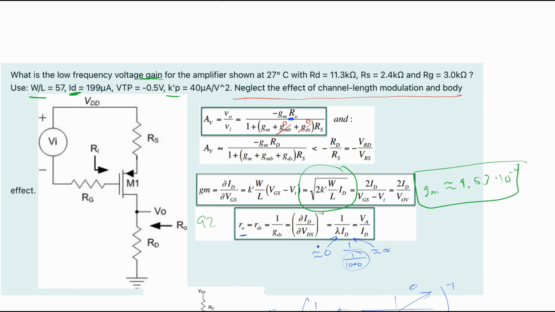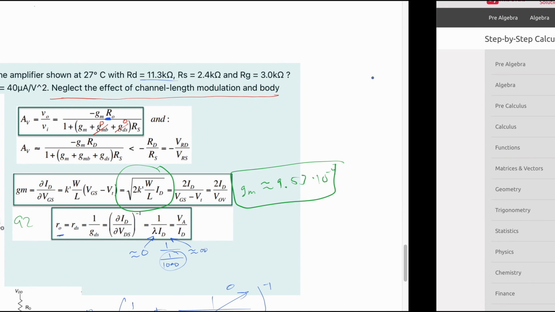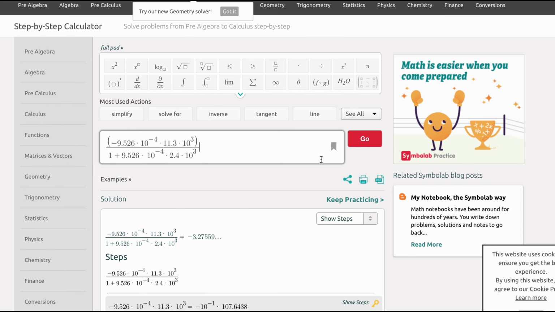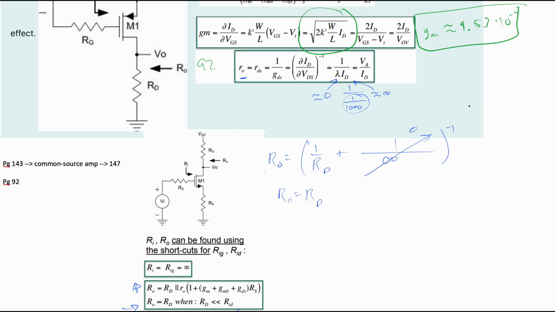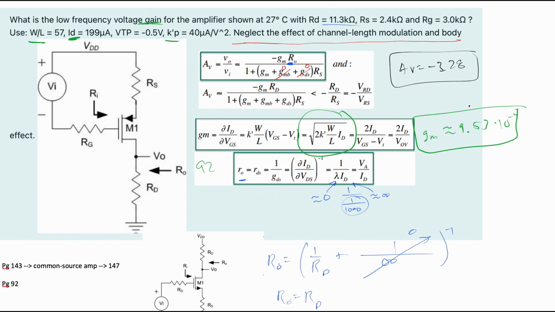And so now we can safely just plug this in. We can plug our RD in, 11.3 kilo ohms. We have our 1 plus, we have our GM, and we have our RS given to us. And so we can just take these and plug them all into this calculator. And that's going to give us approximately negative 3.28. So the answer for this problem is that our AV is equal to negative 3.28. That's how you go about solving for this problem, proving this down here, and doing anything like it.